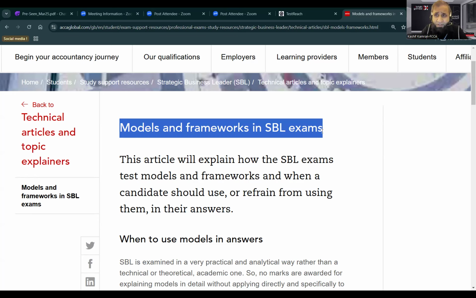I took my perspective from it and I thought it's important that my students who are appearing for exams should be well versed with it. In this particular article, the examining team is telling us when and when not to use models and frameworks in the answer. Now, see, this is the heading over here: when to use models in answers. They're giving you two perspectives. When the exhibit or requirement has directed the candidate to use the model.